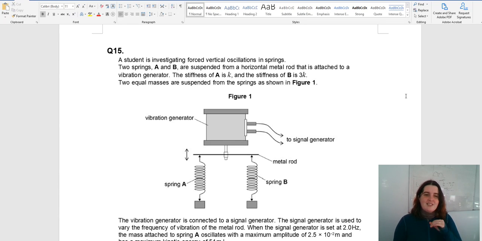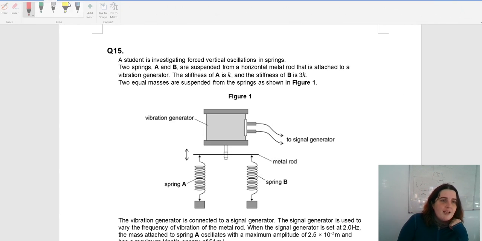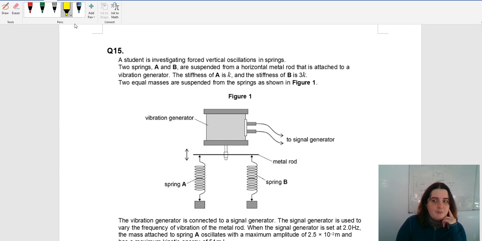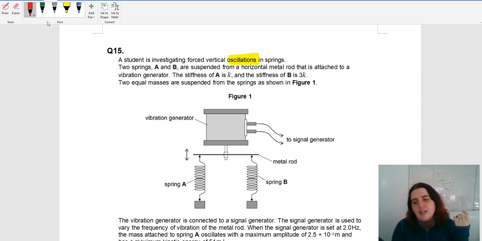We're only about 10 days to go here, and I've got a question that's more of an A-level question, dealing with simple harmonic motion. I'll explain why I know it's simple harmonic motion: our student is investigating forced vertical oscillations. And if you see that term oscillations in springs, it means you are dealing with simple harmonic motion.